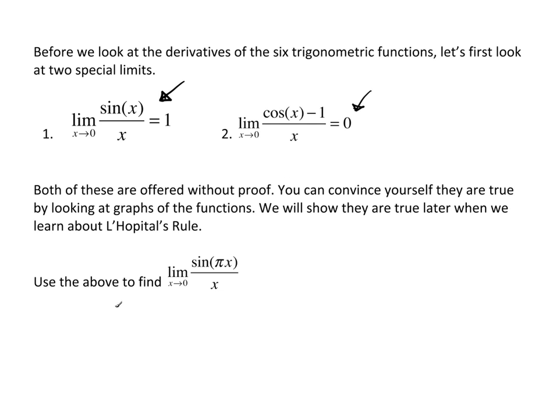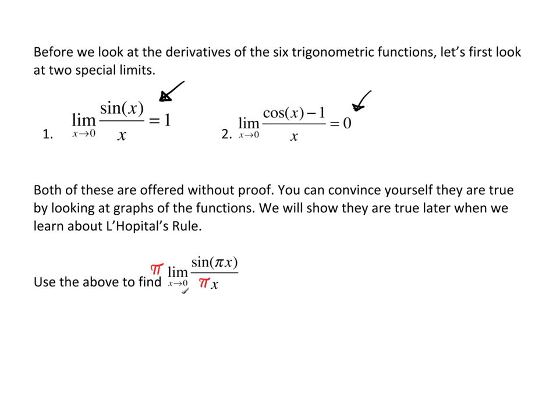So just as a quick example, I want to use these ideas to find this limit. What's the limit as x approaches 0 of sine of pi x over x? Well, if you notice, this is not sine x over x. This is slightly different. So what I'm going to do is, if I had a pi down here, then it would look a lot more like this. So that's what I'm going to do. I'm going to put a pi there because I need it, but I can't just stick it there, but I can put a pi out here.